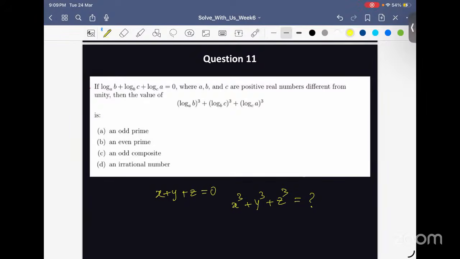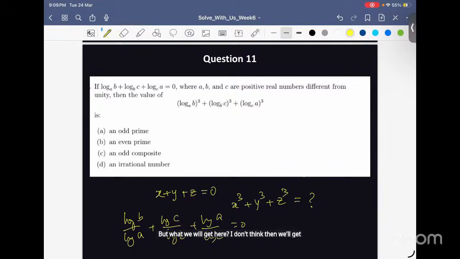Can we write it like log b divided by log a by change of base? Yeah, you can write it: log b by log a plus log c by log b plus log a by log c equals 0. But what will we get here? I don't think we'll get anything here. Are we getting anything here?